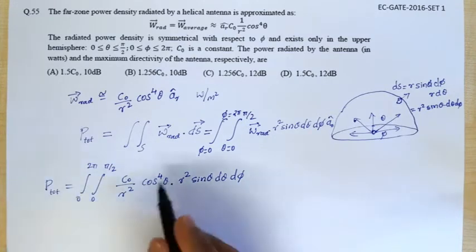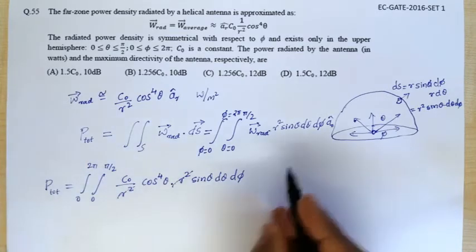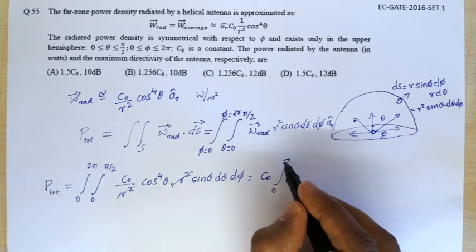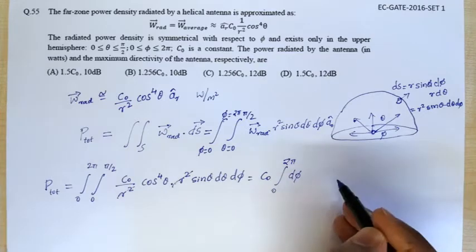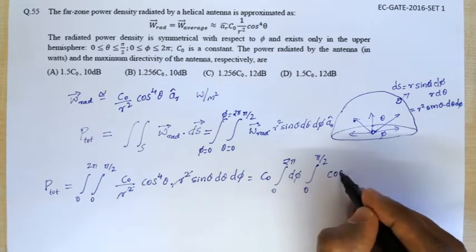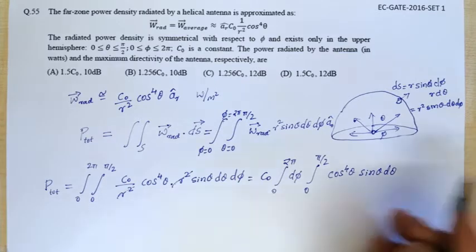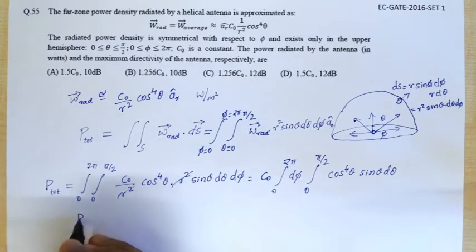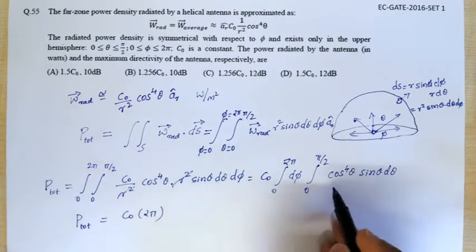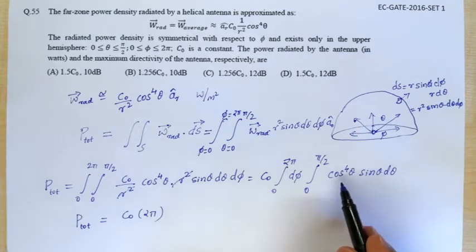Now, we cancel these r square and r square, and C naught is a constant which will come out. So, this is given as C naught, integral from 0 to 2 pi d phi, and integral from 0 to pi by 2 of cos 4 of theta sin theta d theta. So, P total is equal to C naught into 2 pi, and this integral we have to solve by substituting cos theta equal to x.